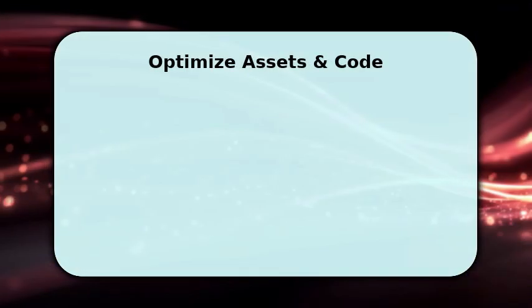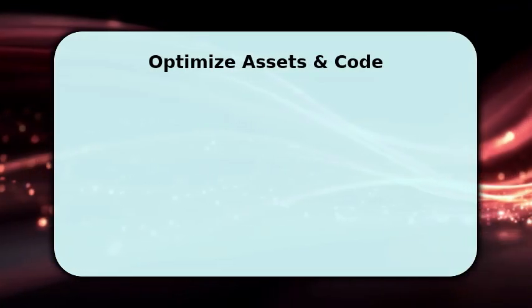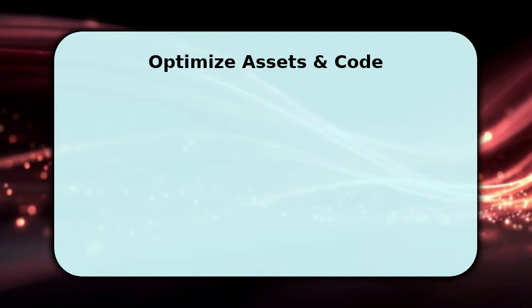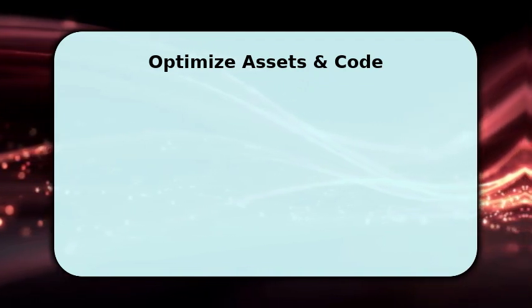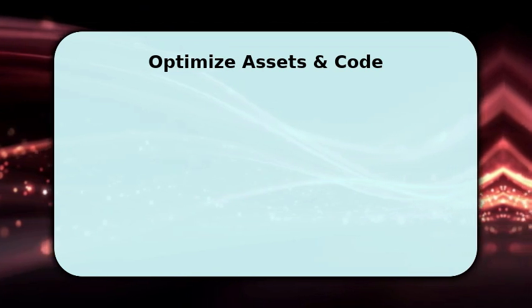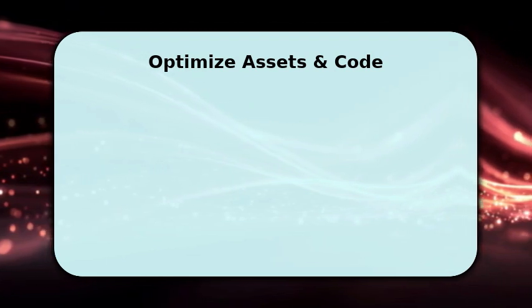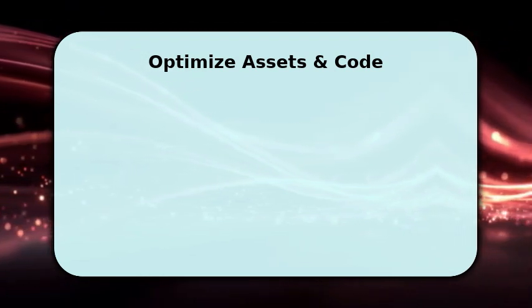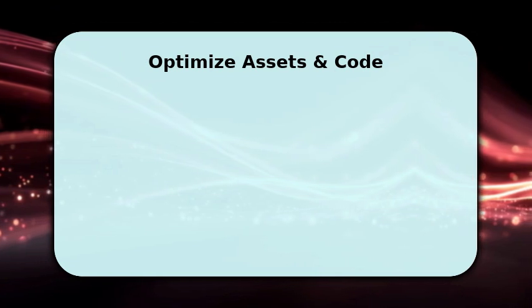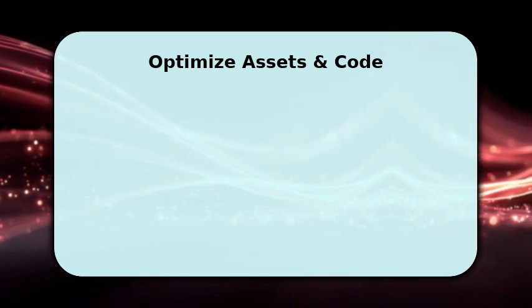Once you have data, focus on both assets and code. Reduce poly counts, implement LODs, and atlas textures to cut draw calls and memory. You should compress textures to sensible levels and stream assets when possible. On the scripting side, consolidate heavy loops, cache services, and replace high-frequency remote calls with throttled events.